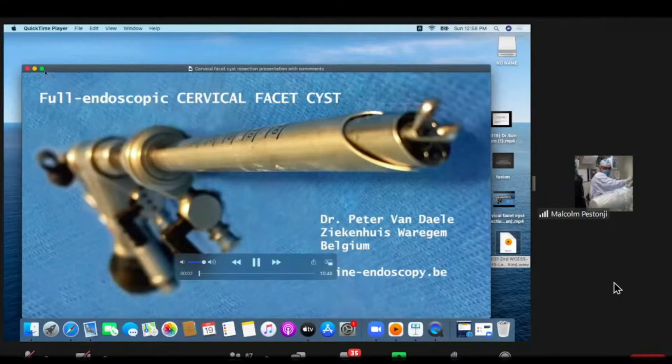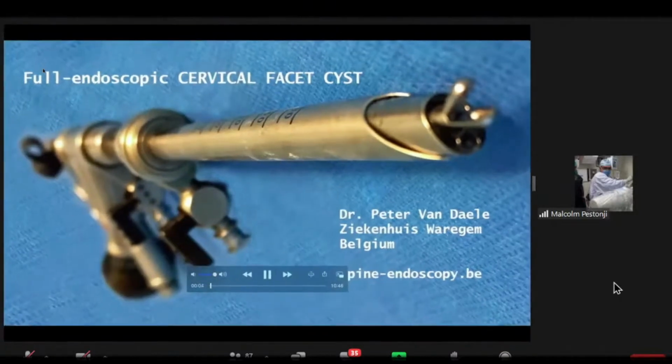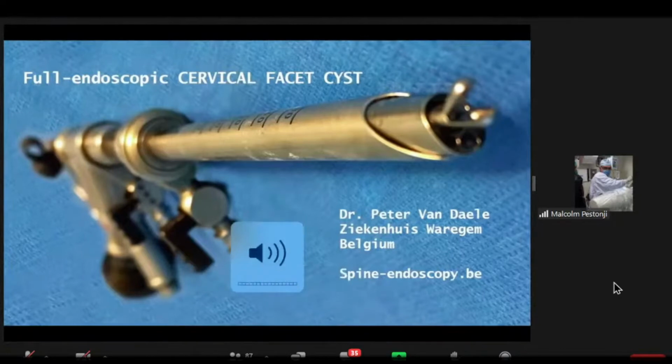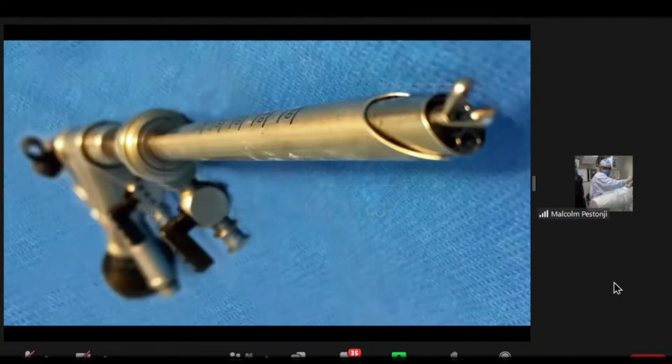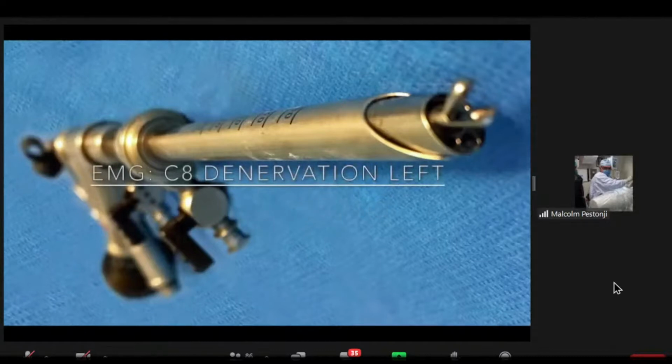Peter Van Daele from Waregem, Belgium, and I would like to present to you a full-endoscopic cervical facet cyst dissection. A 61-year-old female was seen with left arm pain, scored at 9 out of 10 in the arm, with no myelopathy. She had on EMG a C8 denervation of the left arm.